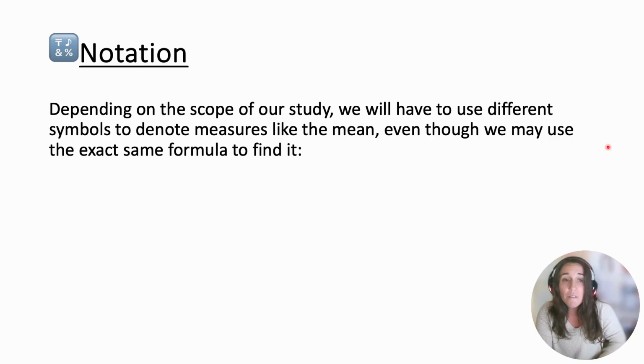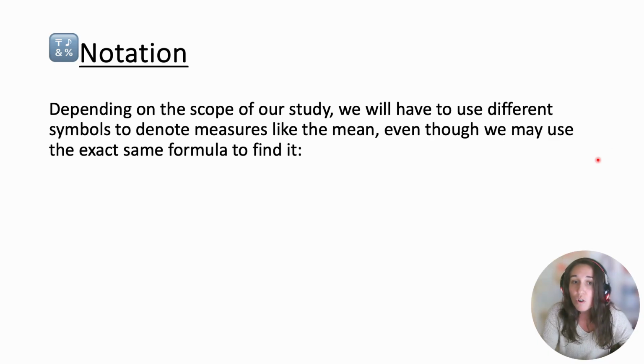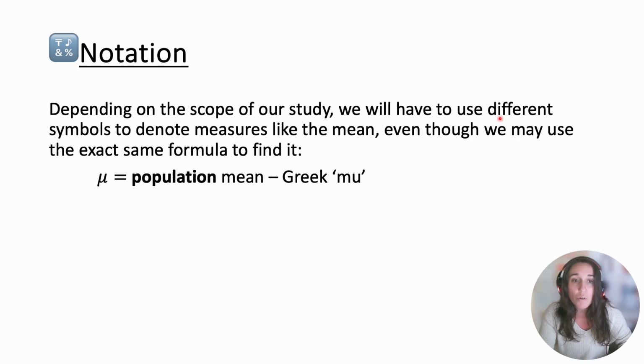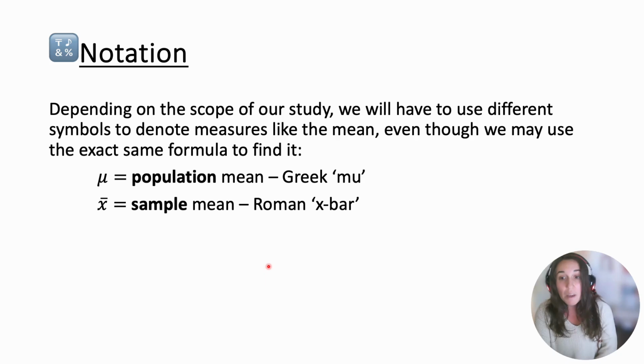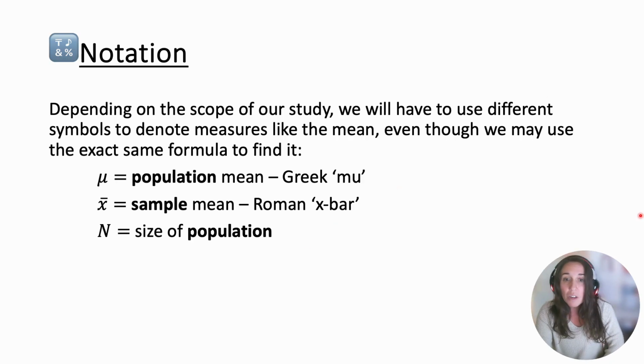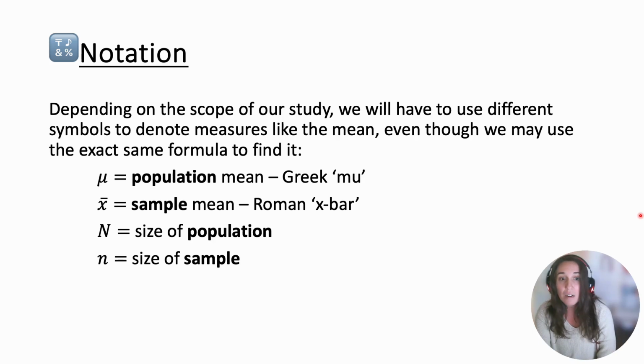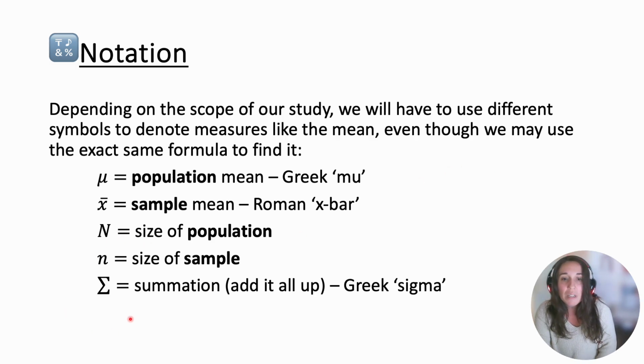Depending on the scope of the study, we will have to use different symbols to denote measures like the mean, even though we may use the exact same formula to find it. First of all, we use the Greek letter mu to stand for our population mean. If we're talking about a sample, not a population, then we use Roman x bar. So we use Greek letters for populations and Roman letters for samples. Capital N means the size of our population, whereas lowercase n means the size of our sample. And this symbol right here is called sigma.